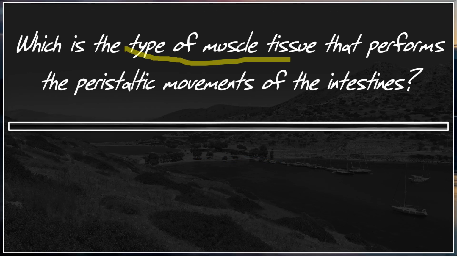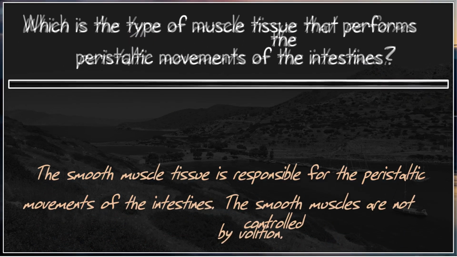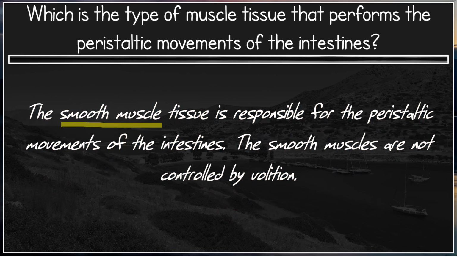Which type of muscle tissue performs peristaltic movement of the intestines? The smooth muscle tissue is responsible for the peristaltic movement of the intestine. Smooth muscles are not controlled by volition.